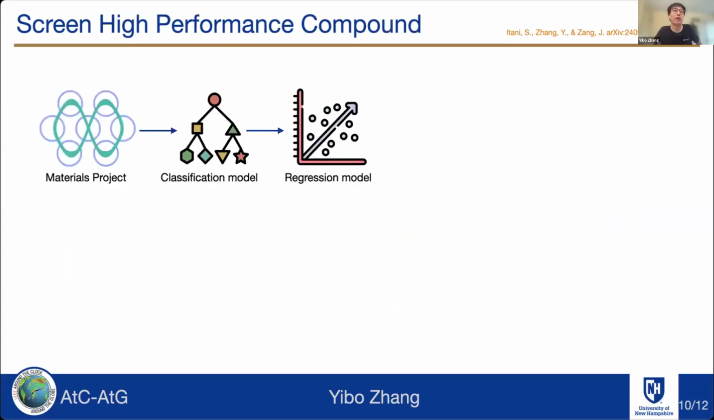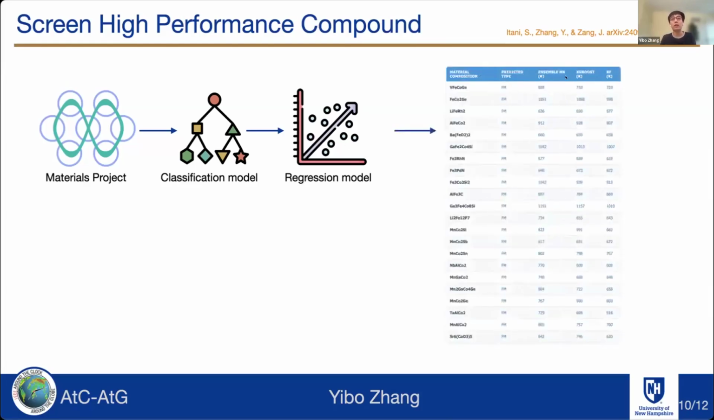So we have everything right now. We have the data, and we build models based on the data. Next, we want to find some high performance magnetic material. We first download a lot of data from the Materials Project, and we use our classification model to filter out the ferromagnetic material. And we use a regression model to apply to the filtered list.